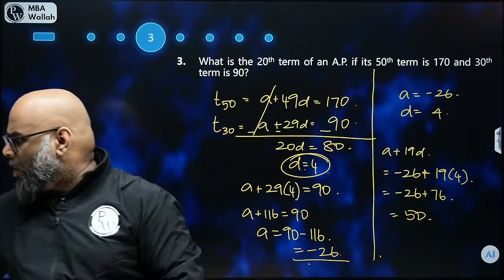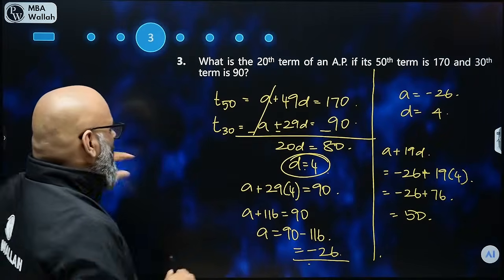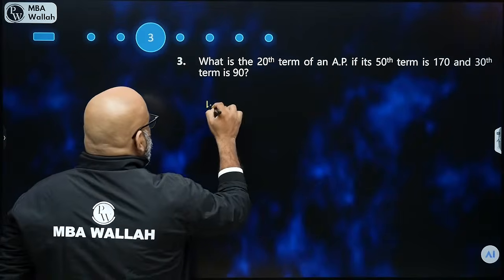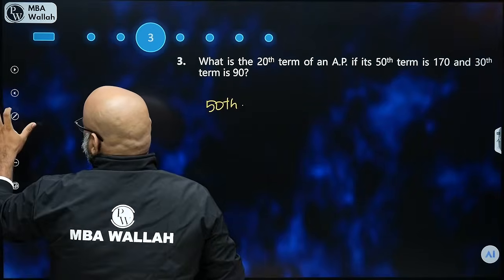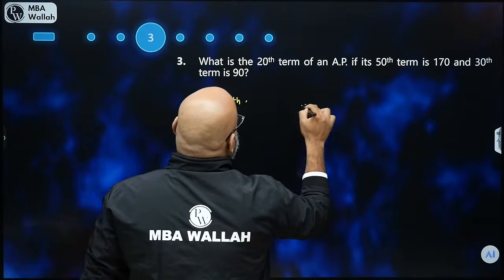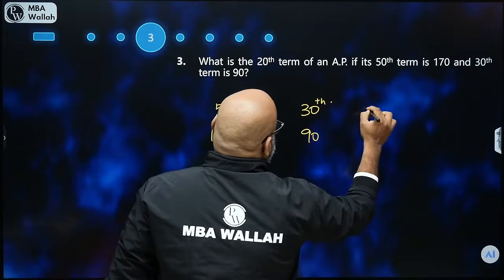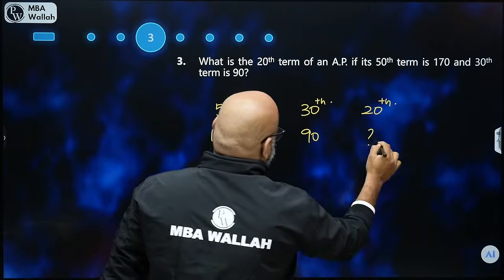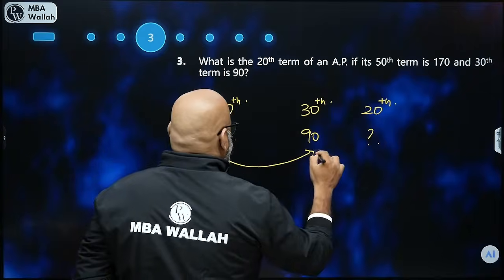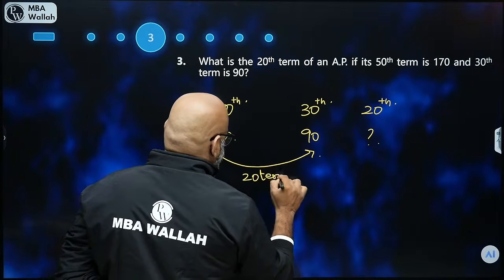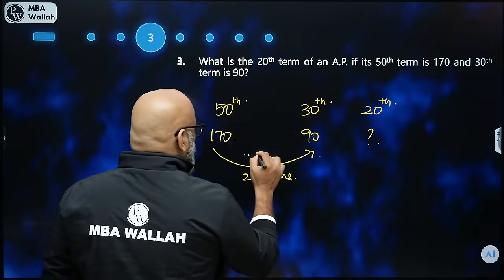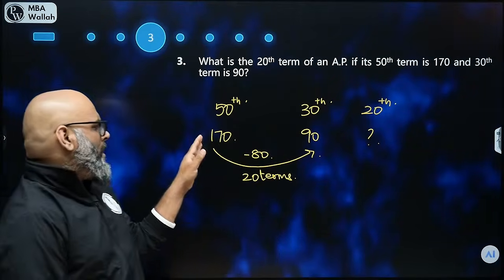The other way of doing this logically would be this. This is the conventional way of doing it. The other way of doing this logically would be this. The 50th term is 170. The 30th term is 90. What is the 20th term? I would think about this as another way. I will say from here to here I need to go 20 terms. From here to here I have to go 20 terms, and I have reduced it by 80. From 170 I have gone to 90.